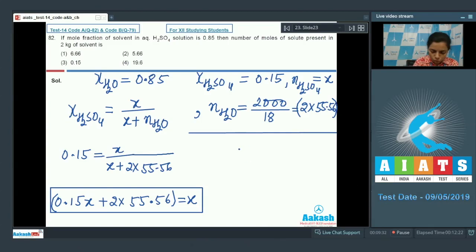So simply on solving, you can get the x value that is equal to 19.6. These are the moles of H2SO4, which we already assumed. Now if it is so, we can easily choose option 4. That becomes the correct answer for this question.